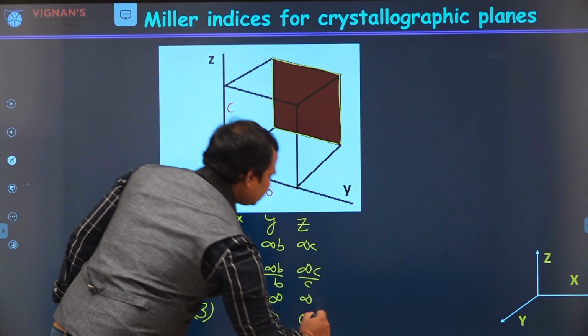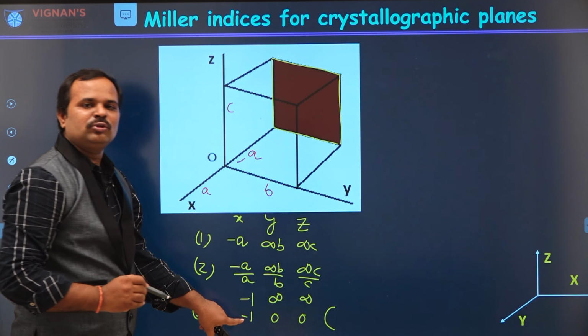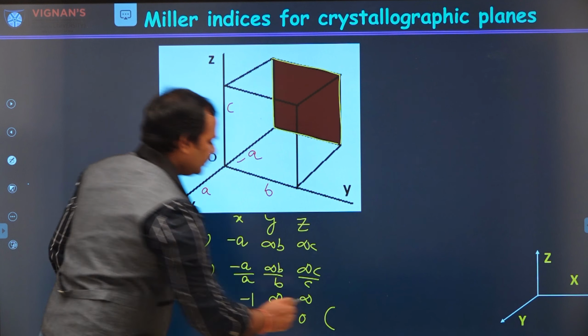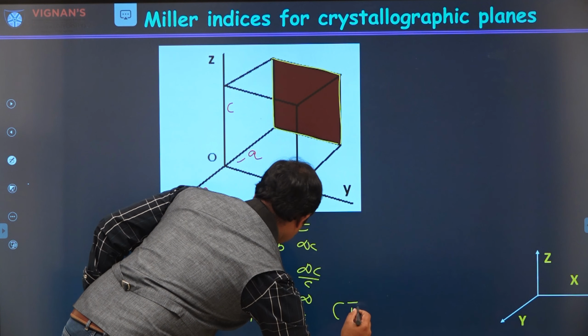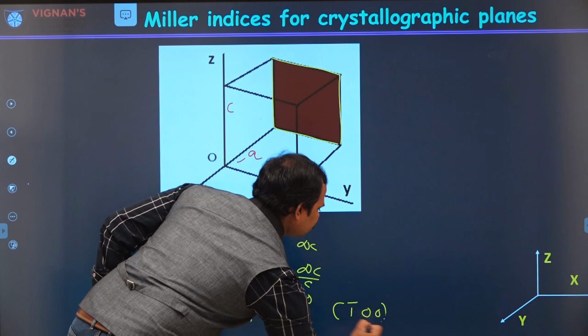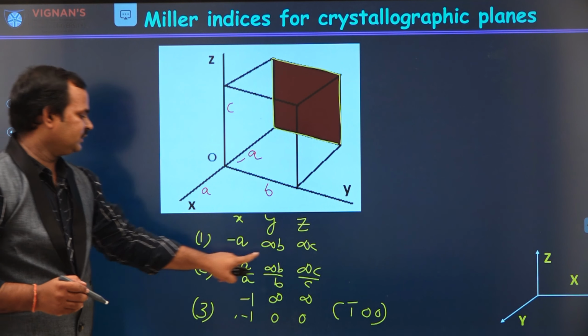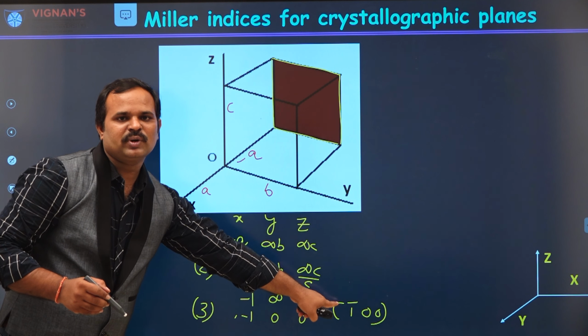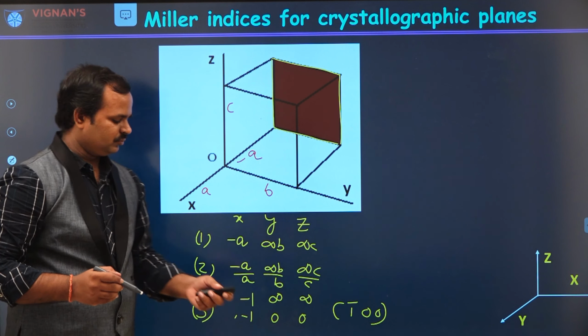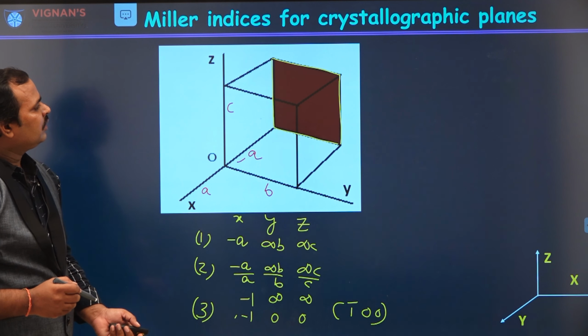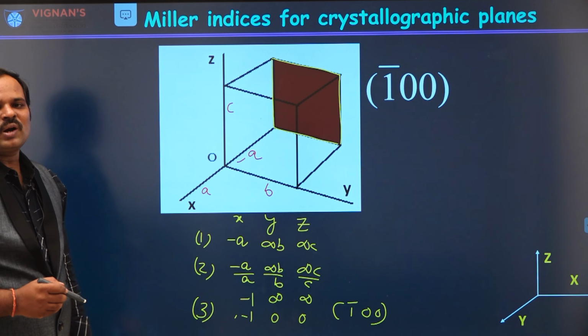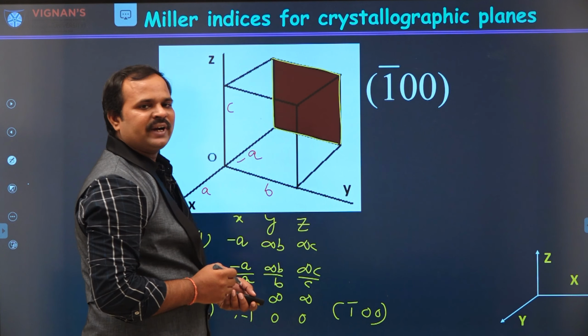However, we represent these Miller indices in a particular way. If there is any negative Miller index, then we write 1 bar 0, 0. If there is any negative intercept, the corresponding Miller index is written with a bar. We represent it this way. So the Miller indices for this particular plane are 1 bar 0, 0. Let's find out another example.